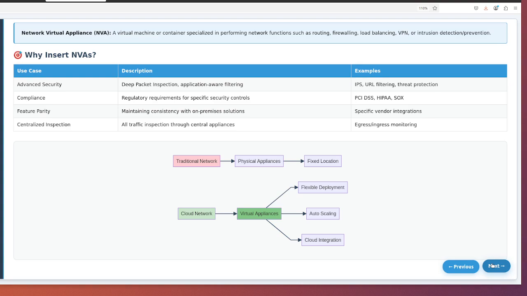This is where custom routes become critical. They override the default VPC routing behavior to ensure traffic goes where you want it to go. Without proper routing configuration, traffic will bypass your expensive security appliances completely.